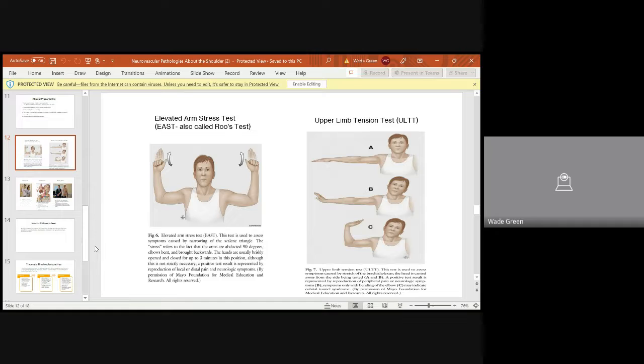Conversely, if we're looking at neurogenic thoracic outlet, we're going to use the upper limb tension test to assess for these symptoms. In position A, the person is simply abducting the shoulder. But if the patient extends the wrist and keeps the elbow straight, this could be indicative of carpal tunnel or neurologic symptoms with the wrist extended. If the patient flexes the elbow, that could indicate cubital tunnel. So the upper limb tension test helps us differentiate between other peripheral neuropathies like cubital tunnel and carpal tunnel versus neurogenic thoracic outlet.